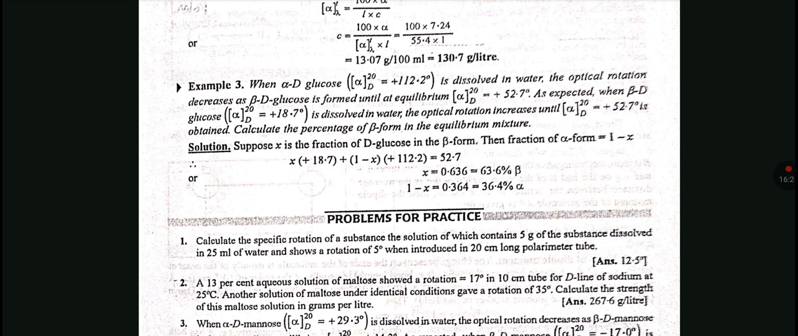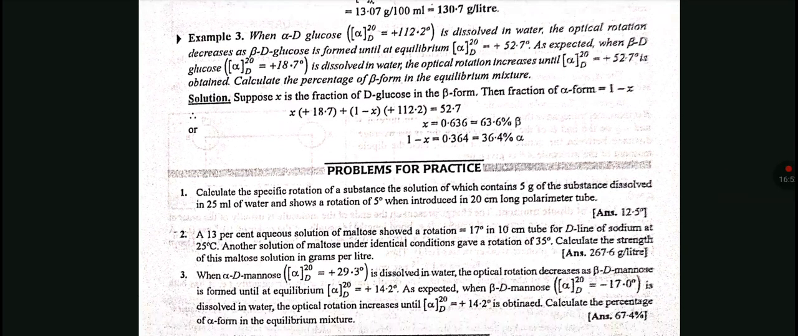Solution. Suppose x is the fraction of D-glucose in the beta form, then the fraction of alpha is 1 minus x. So 18.7x + (1 minus x) × 112.2 = 52.7. So x = 0.636, which is 63.6% beta, and 1 minus x is equal to 0.364, that is 36.4% alpha.